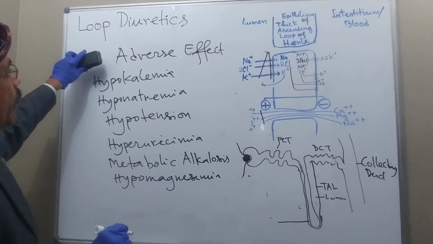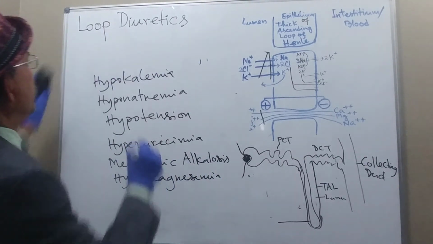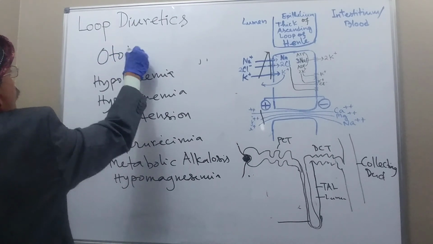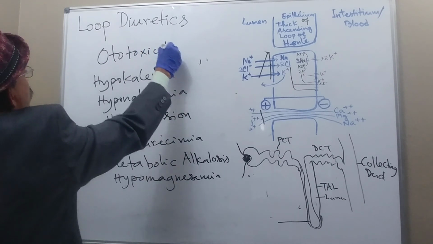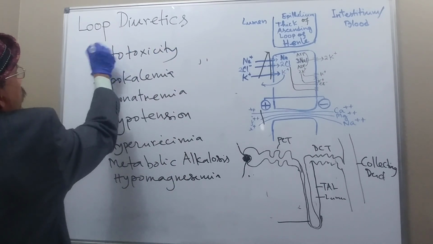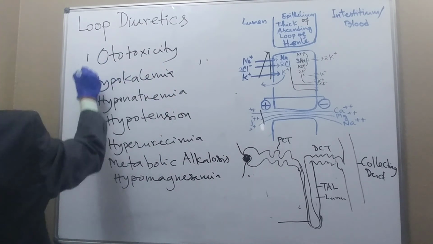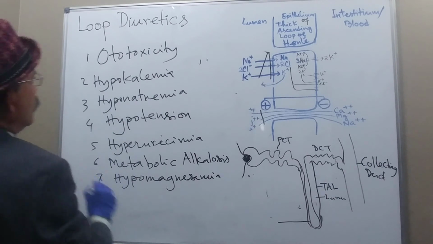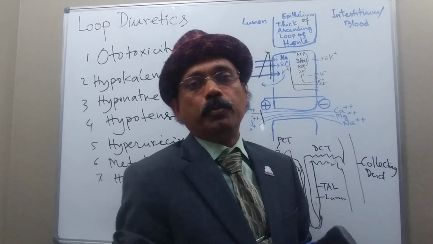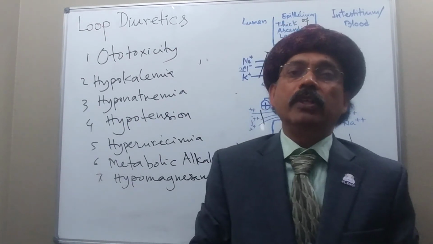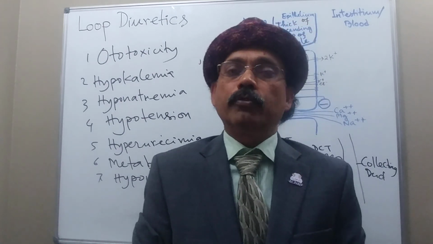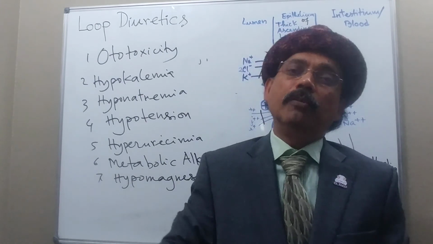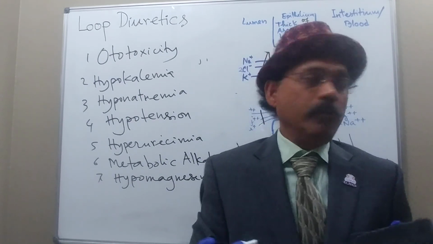Okay, we'll add one important adverse effect, that is ototoxicity. That is very important. We can put it as number 1 in our list: 1, 2, 3, 4, 5, 6, 7. So ototoxicity is very common, especially due to disturbance in the potassium transfer through the inner ear. So there will be cochlear damage, and there may eventually be vestibular damage.